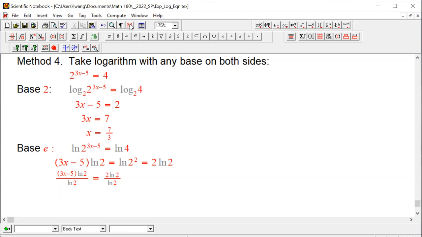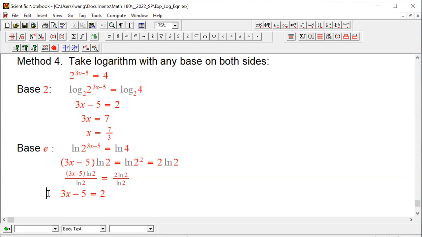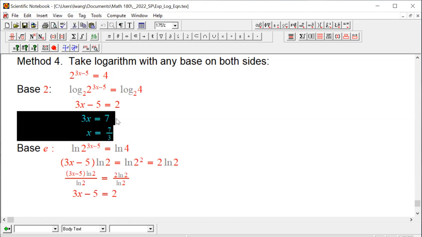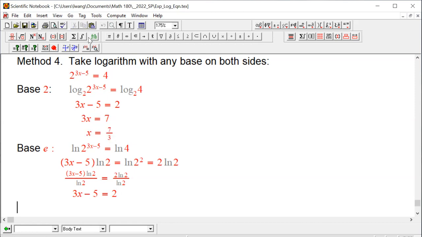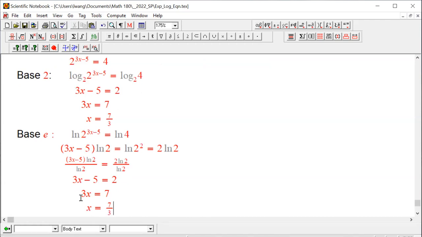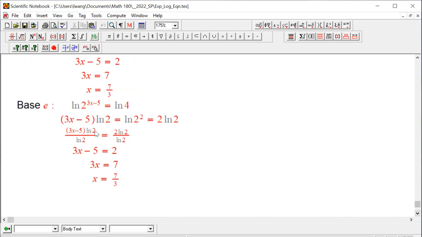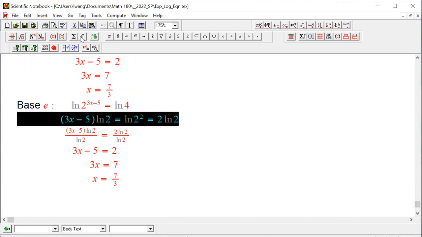So the next step, you get 3x minus 5, and the right-hand side is a 2. Okay. And of course, the rest is straightforward. We already know. The rest is straightforward. All right. Let's see. Some of us may not divide by ln2 at the next step.